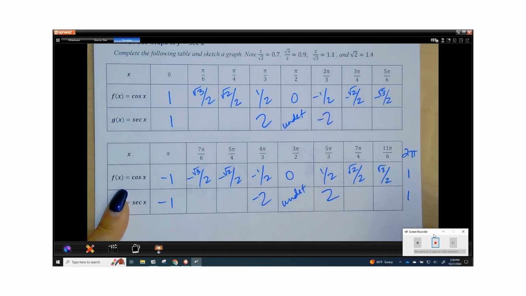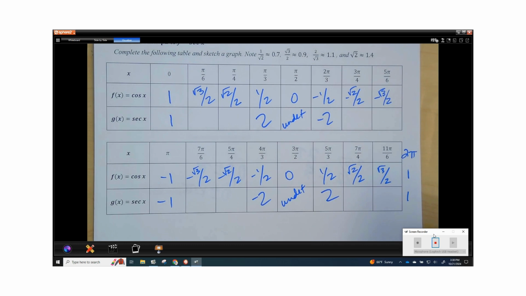Oop, 5 pi over 3. Did I do it right? 5 pi over 3. Yep, positive. Okay, now let's do these.